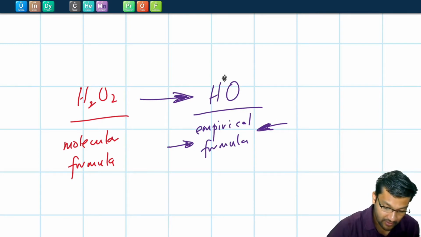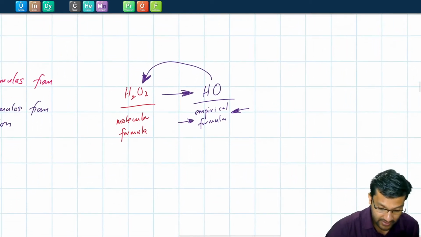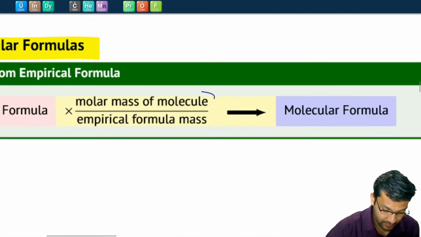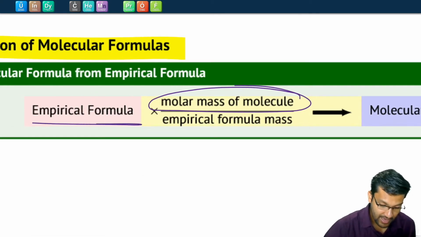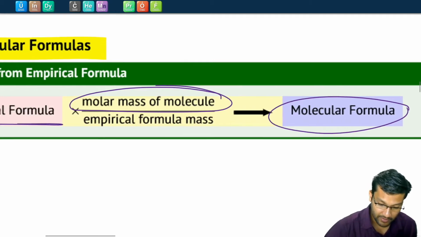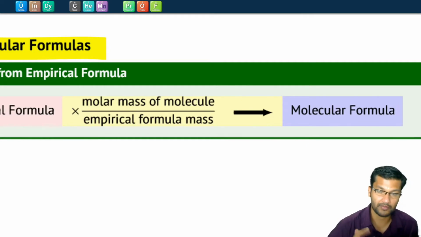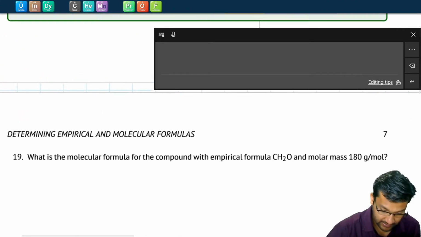Now we're going to figure out how to go from this empirical formula to the full molecular formula. To do this, there's one crucial piece of information that we need, which is the molar mass of the molecule. So if we have the empirical formula and the molar mass, we can calculate the molecular formula by using these steps right here: we just multiply it by the molar mass divided by the empirical formula mass. I'll show you what I mean by doing number 19.